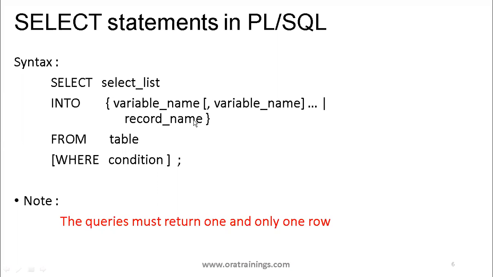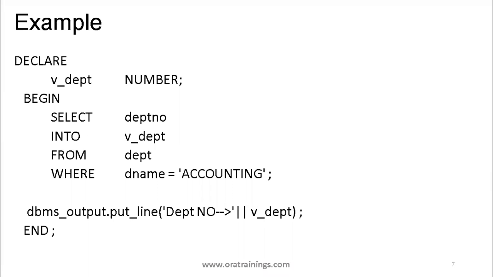Okay. Let us say you are mentioning multiple columns, and you want to store all of them in a single record; just mention the record variable name. But here, this particular query should return only one record. It has to return one record. If it does not return any record, it will get into exception. Or if it returns more than one record also, it will get into exception. Okay. Now let us see the simple example here.